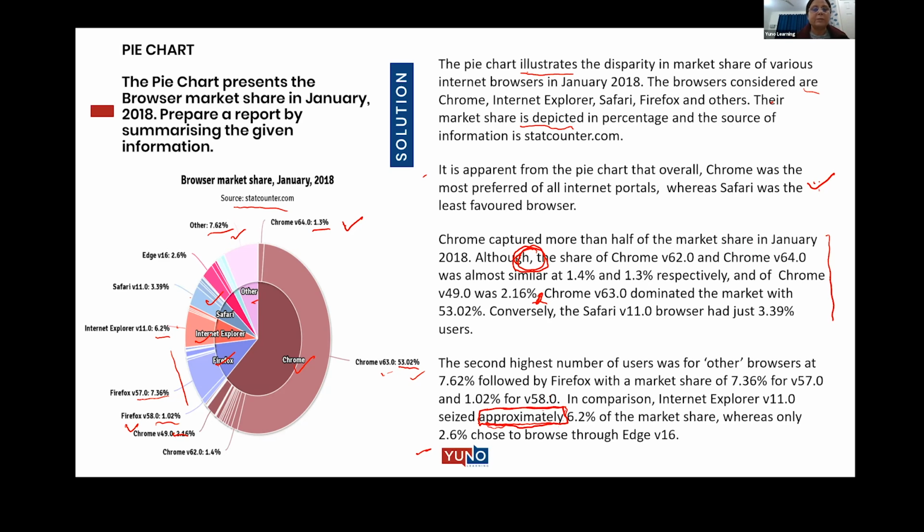So seized 6.2% of the market share, whereas only 2.6% chose to browse through Edge v16. Now, this is what it is. That's it. We don't have to write a conclusion for it. And this is around 190 words.